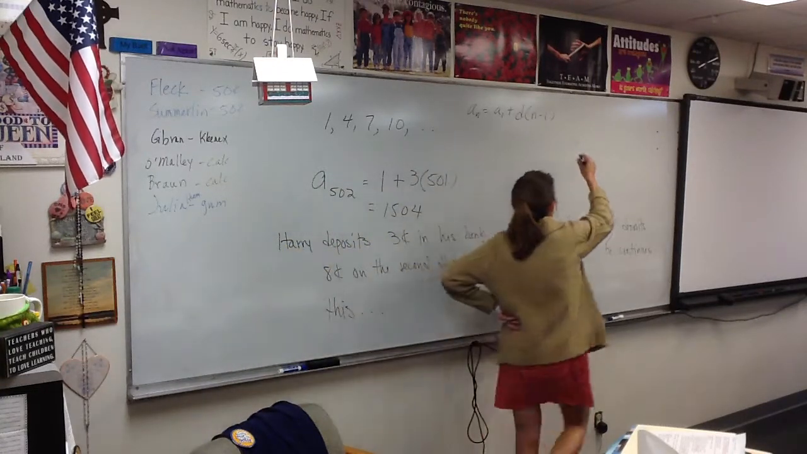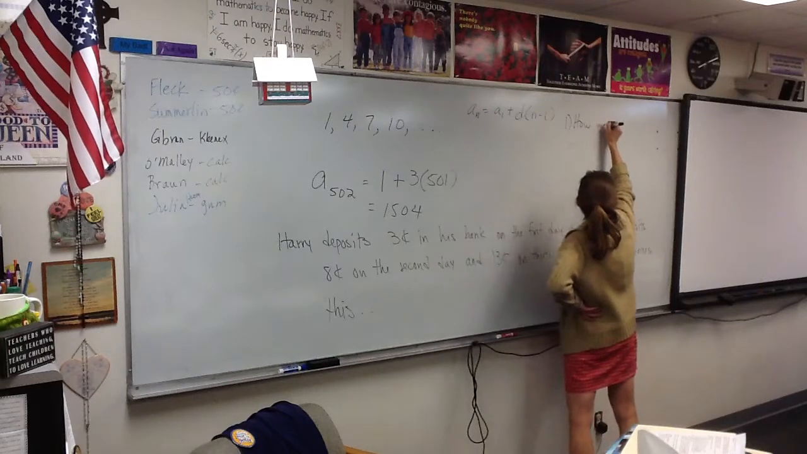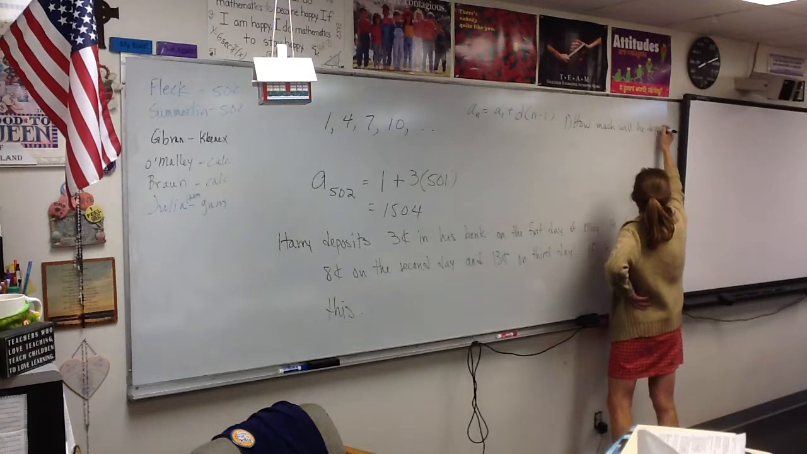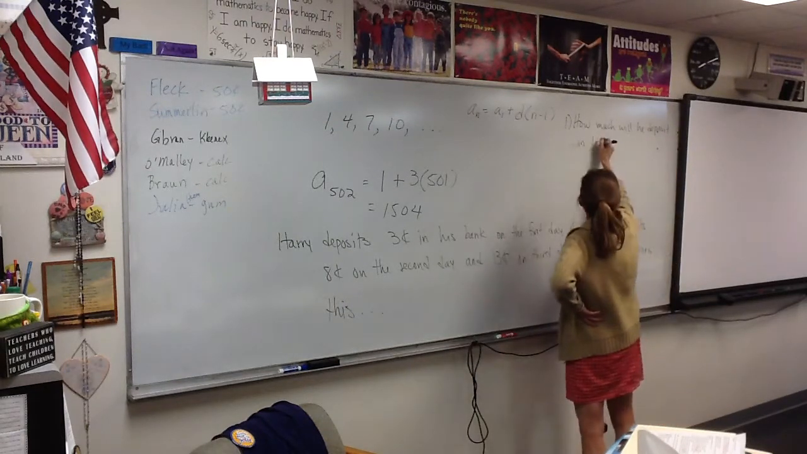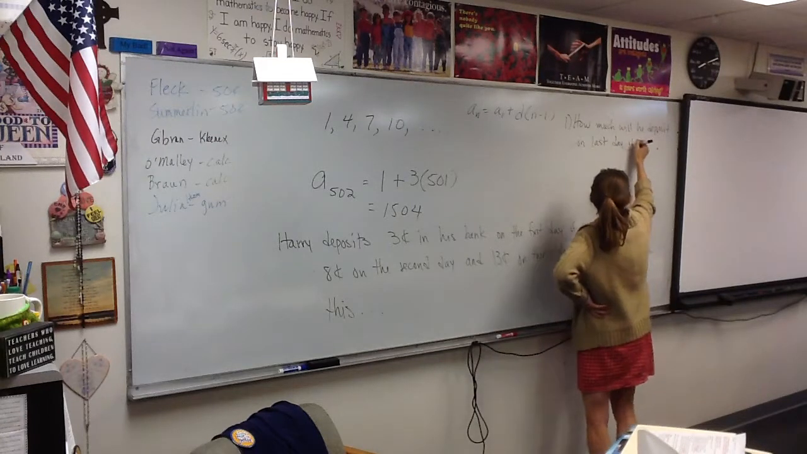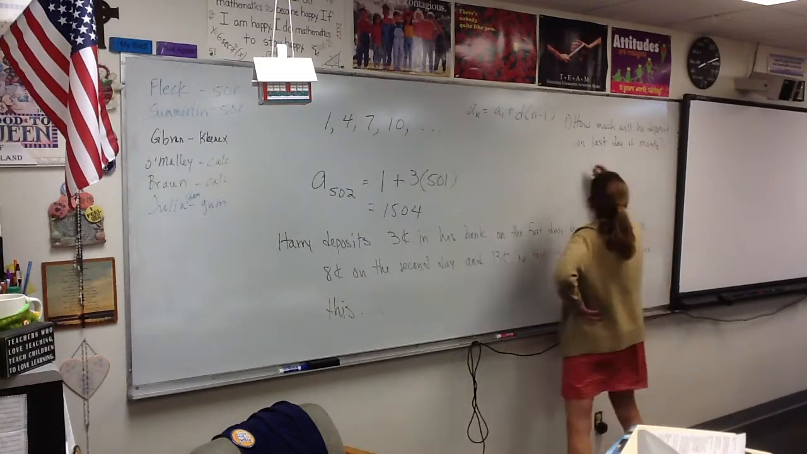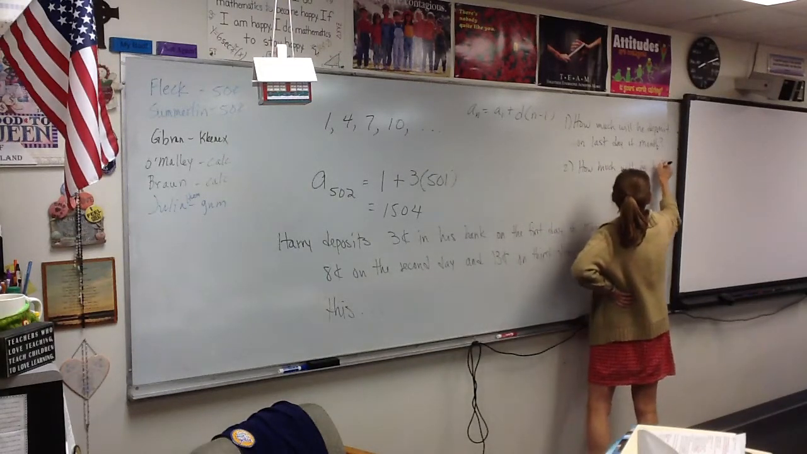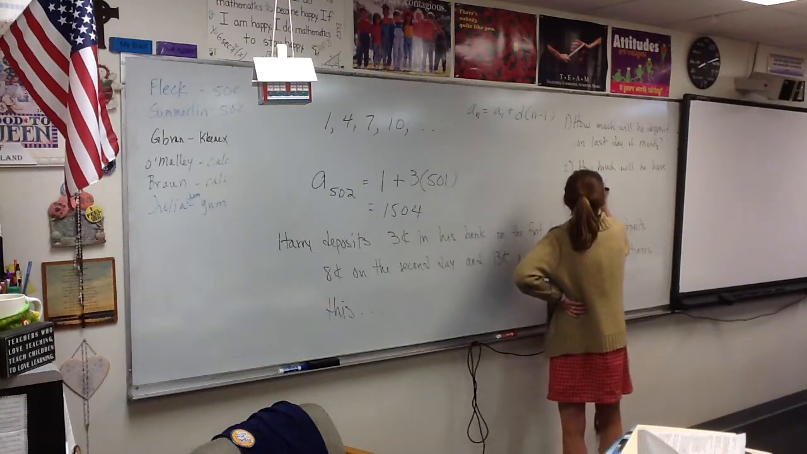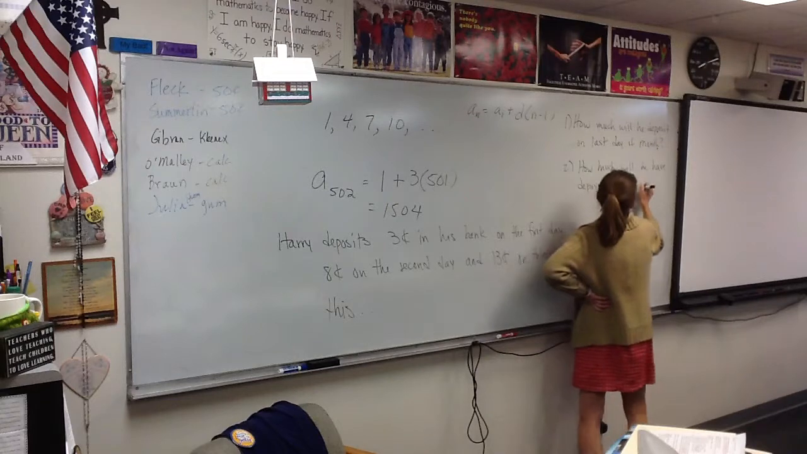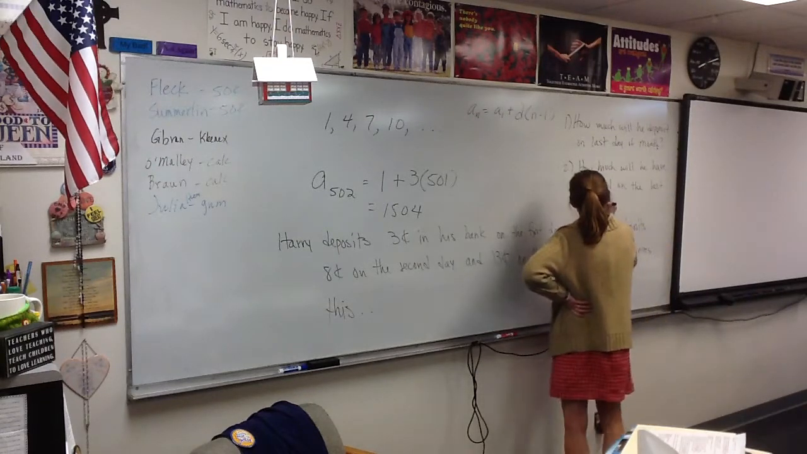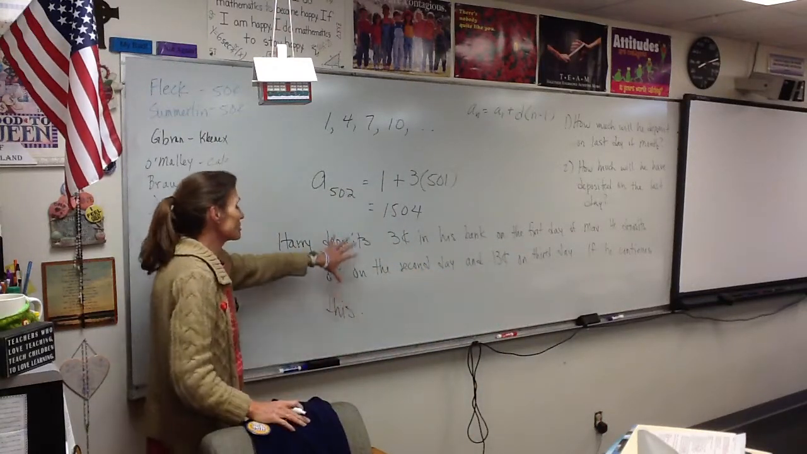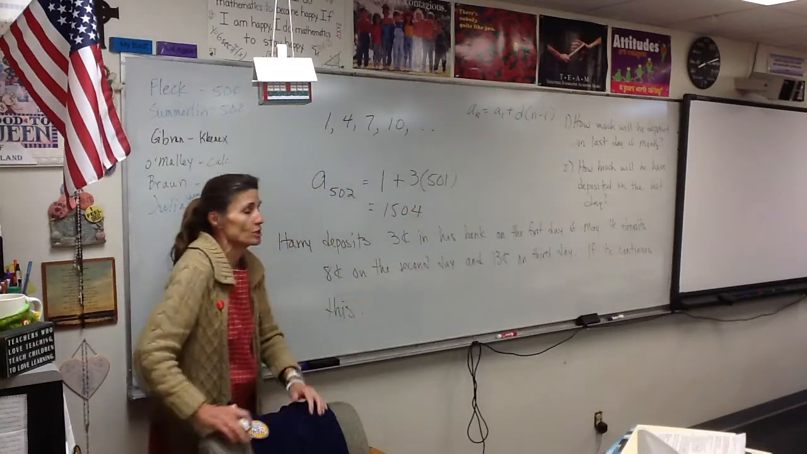here are the 2 questions. How much will he deposit on the last day of the month? And how much is really not deposited, but the total value? So that's like A30. Okay, so here's the situation, and there are the two questions.